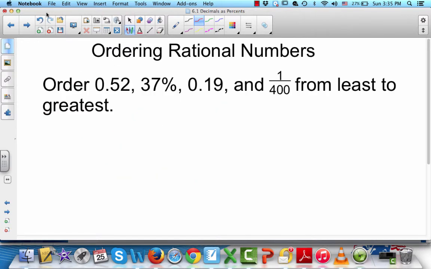Now, when it says ordering rational numbers, the best thing that you can do is put them all in the same format. So you can change them all to percent, all to decimal, or all to fraction. I find the easiest way to do it is to change them all to decimals. Okay. So the first one is already a decimal. We've got 0.52. This one we move over 1, 2 places to the left, and we get 0.37. Then we got 0.19. This one we go 1 divided by 400.